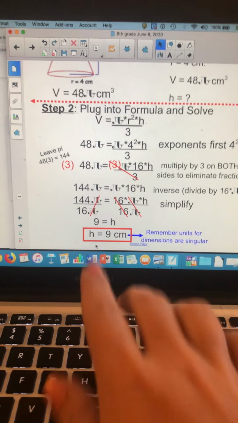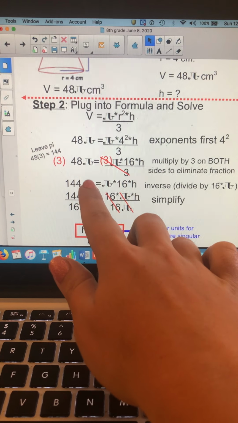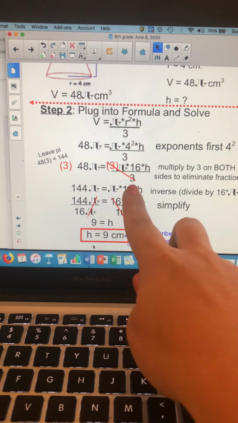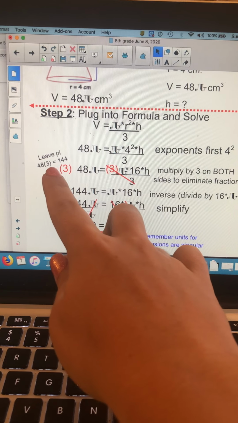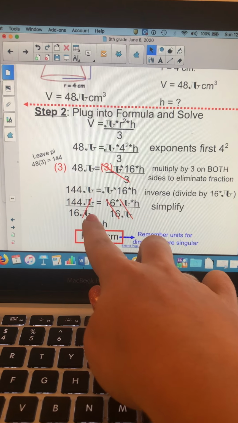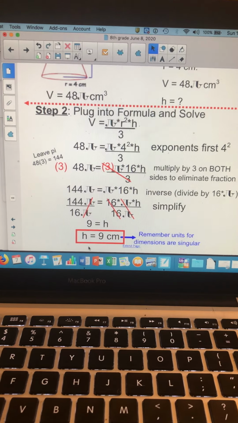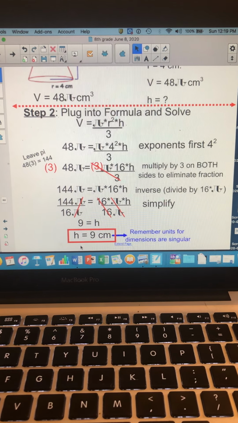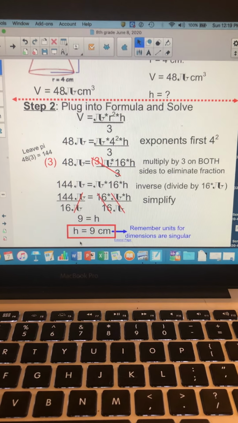Some of you were asking about the pi situation. When the volume is given in terms of pi, you work through it and kind of pretend like it's not there for the majority of the time. For example, when you multiply by 3, you only multiply 48 times 3. You leave pi alone because then when you get to the inverses, when you divide by pi, it cancels out anyway, and you just do the quotient of the numbers. So that's why I always say when it's in terms of pi, it's always a little bit easier because at some point that pi usually cancels out and there's not as much rounding needed.